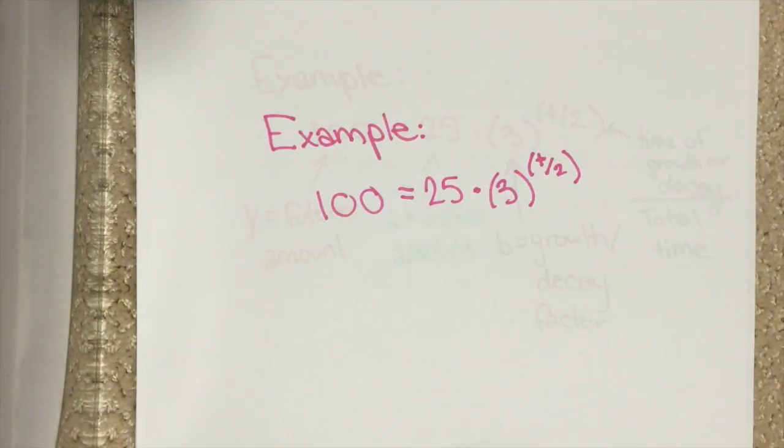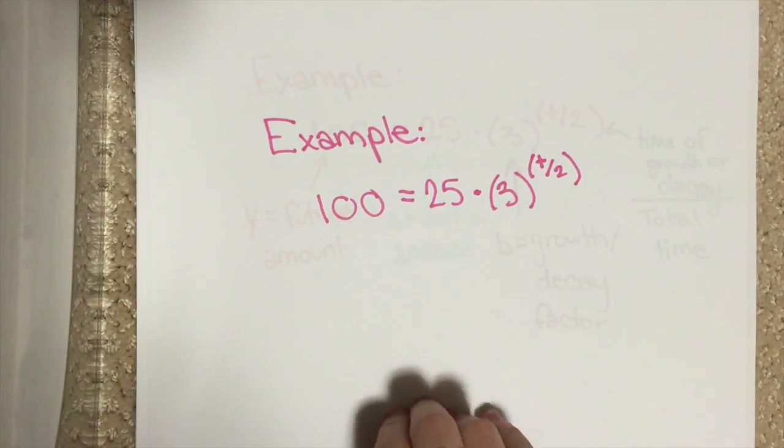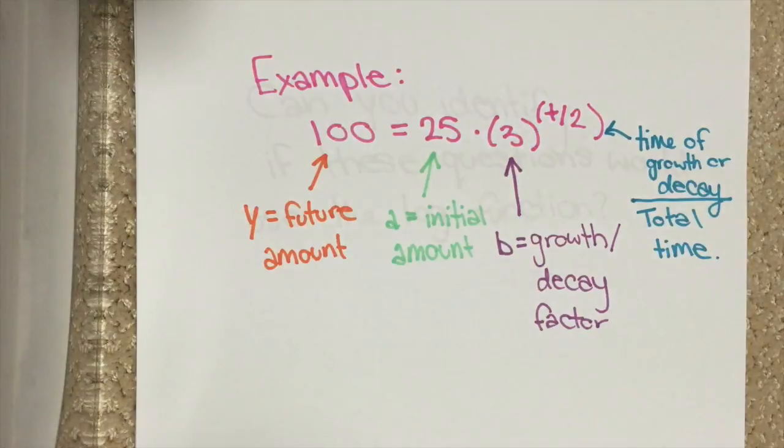Here's an example where the unknown variable is in the exponent. Let's break down this equation and find what each variable or number means. The 100 is in place of the y value, which represents the future amount. The 25 is in place of the a value, which represents the initial amount. The 3 is in place of the b value, which represents the growth or decay factor, the number by which it increases or decreases.